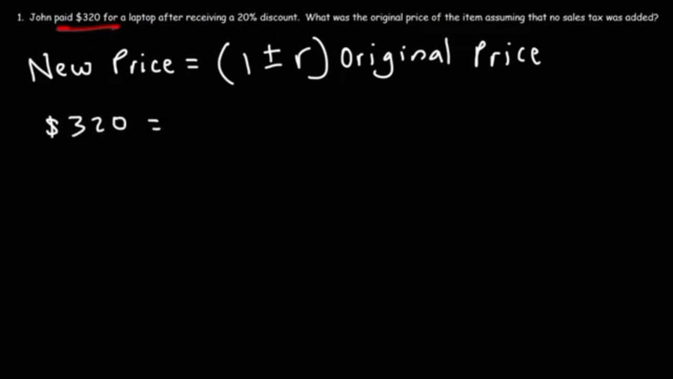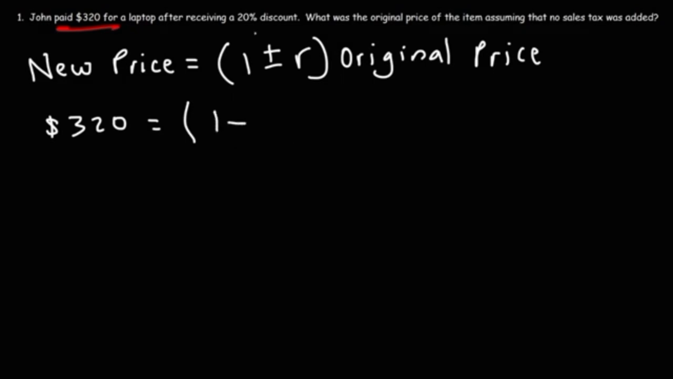R, you can think of R as the interest rate or the discount. R is the percentage. So because we're dealing with a 20% discount, should we use the positive sign or the negative sign? Well, the discount is going to reduce the price, so we're going to use a negative sign. The new price is going to be less than the original price. So that's why we need to use negative R instead. If the percentage were to increase the price, like a sales tax, we would use positive R. So since we're dealing with a discount, it's going to be 1 minus R.